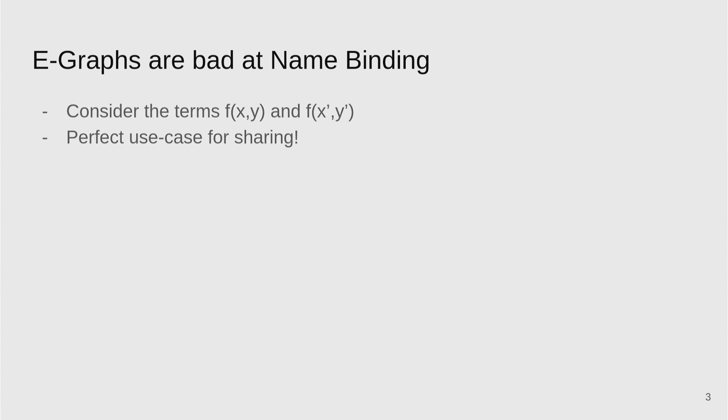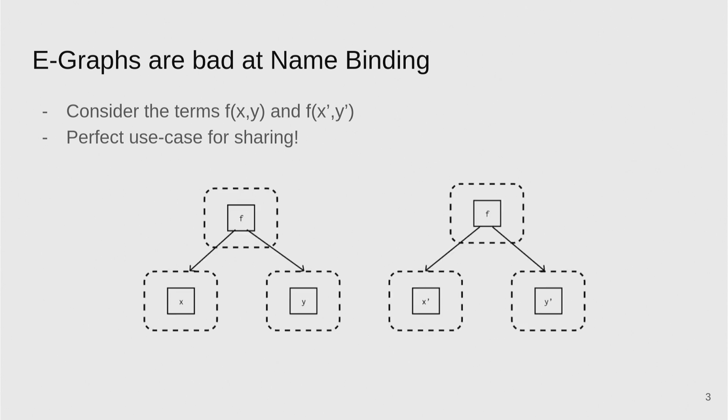But now if we actually put this into an eGraph, we'll see there's no sharing at all. So in the first slide, we see f of x and y, and then we see f of x prime and y prime, and we see there's nothing shared. So whatever property we have in one or the other, they will be stored completely separated from each other, and there's no sharing. And that's a problem.